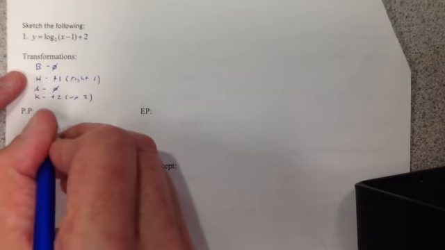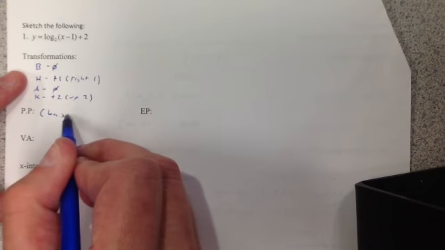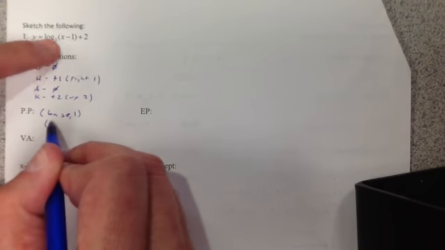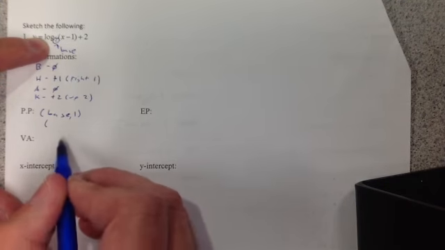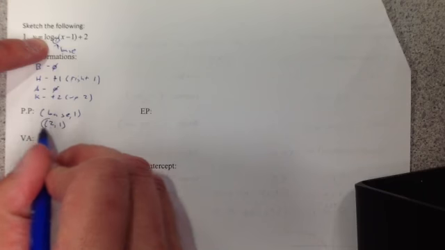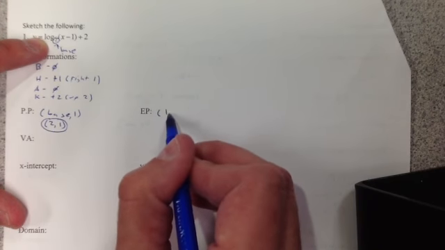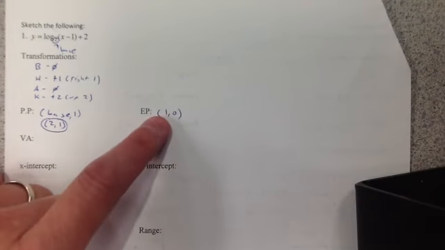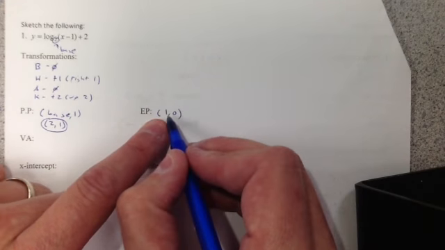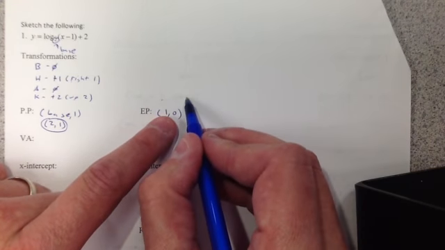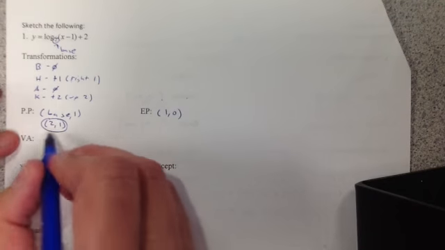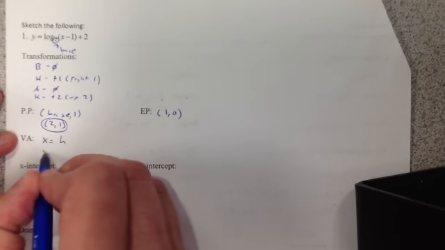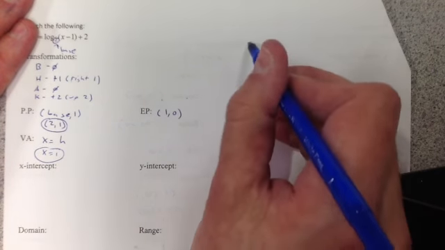My parent point, remember it's the base, comma 1. So there's my base, it's 2, 1. My extra point, always 1, 0. And where I get the extra point from is from yesterday. Remember, the extra point yesterday was 0, 1 for exponentials. Because it's a log, I flip it. My vertical asymptote, x equals h, so x equals 1. And we'll get all this stuff from the graph in just a few moments.